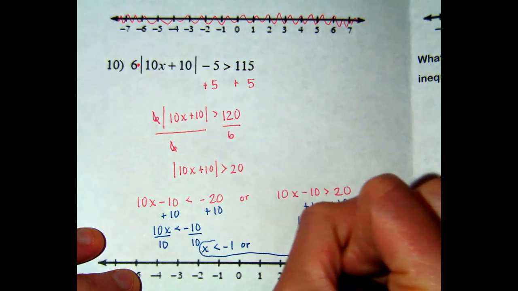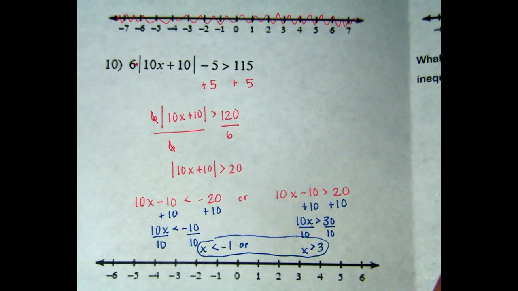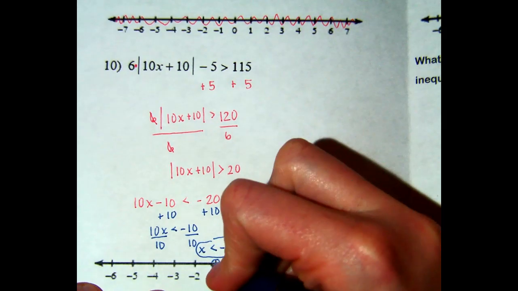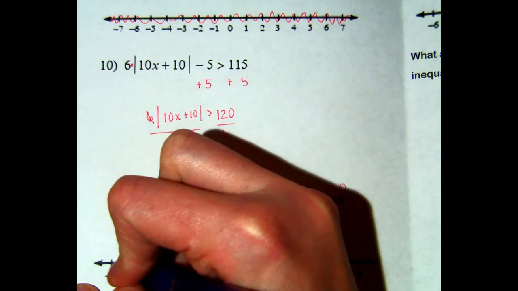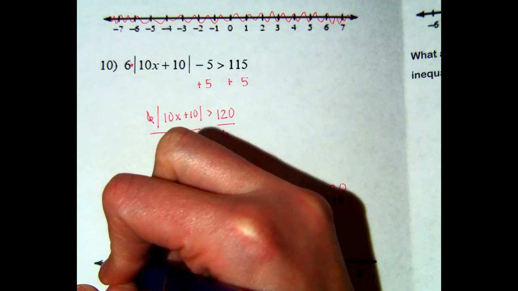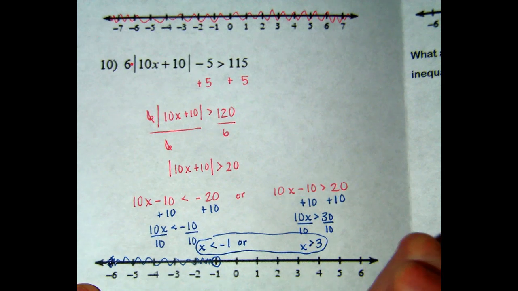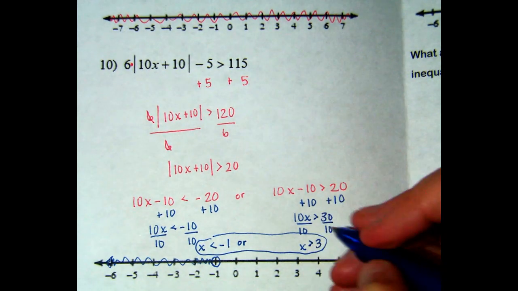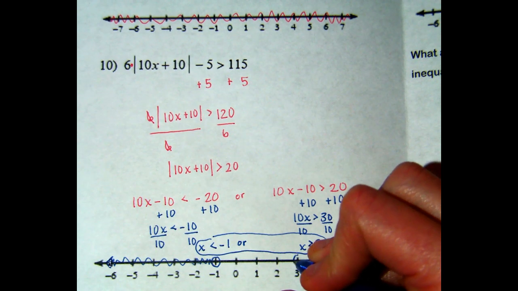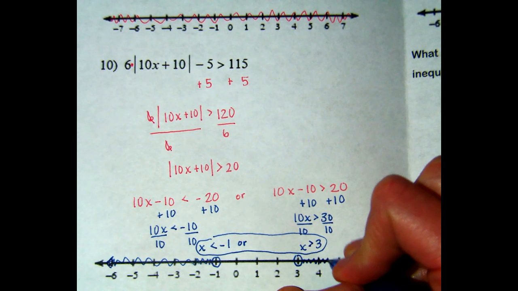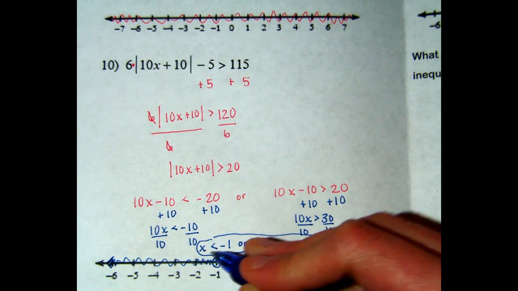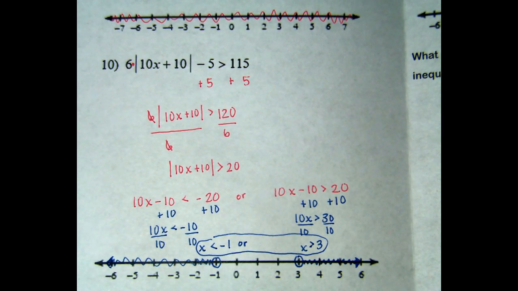My two solutions are listed here. And this is a range of solutions. So I've got x is less than negative 1. The numbers to the left of negative 1 are shaded in. And x is greater than 3. The numbers to the right are shaded in. These, of course, are still open circle because there is no or equal to line underneath.